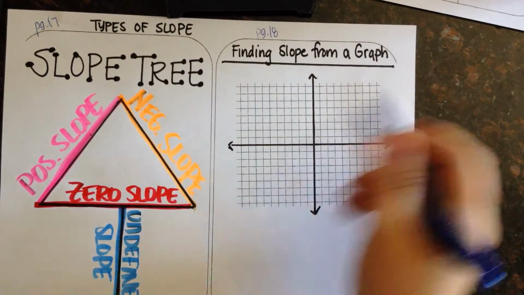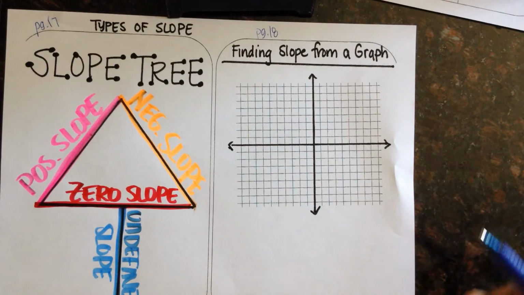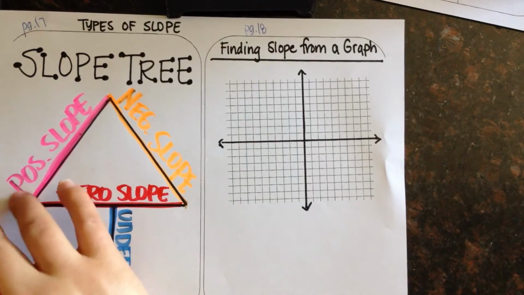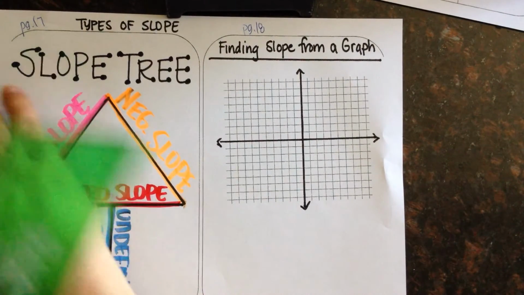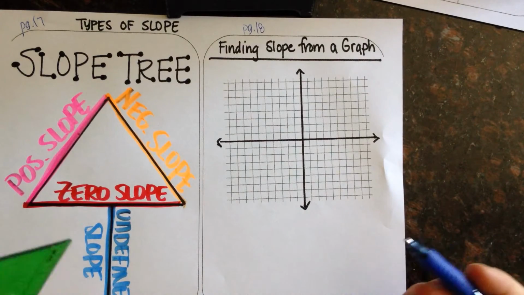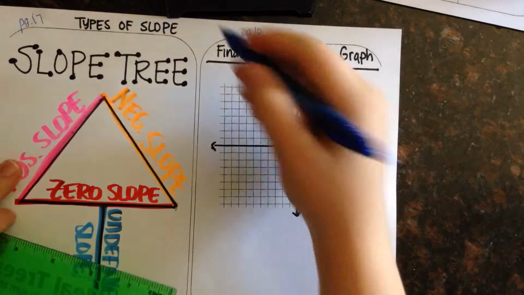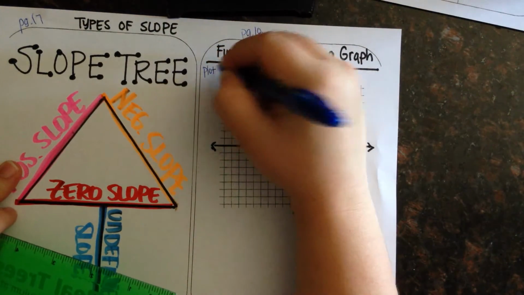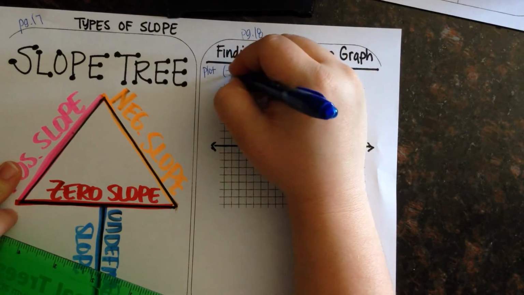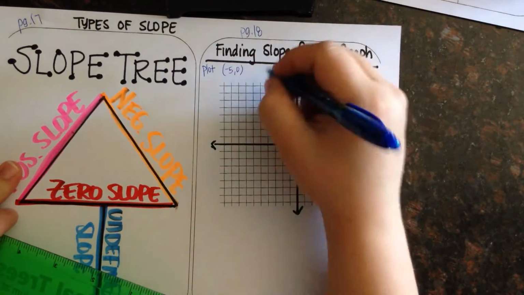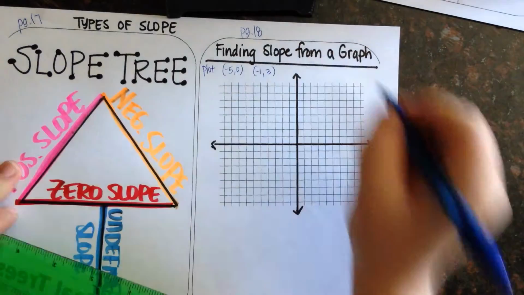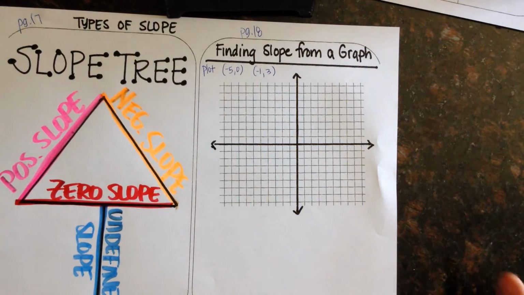Now normally I would have had the graph already drawn, so one thing you're going to have to do is plot a correct graph. Okay, so I want you to plot these 2 points. Plot -5, 0 and -1, 3, and very carefully draw the line through these points.